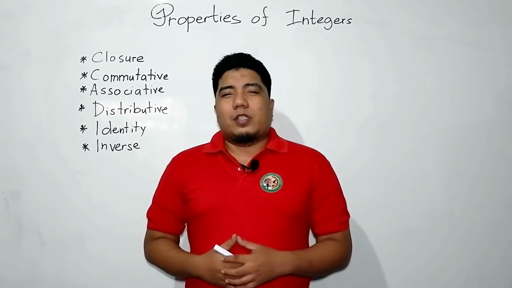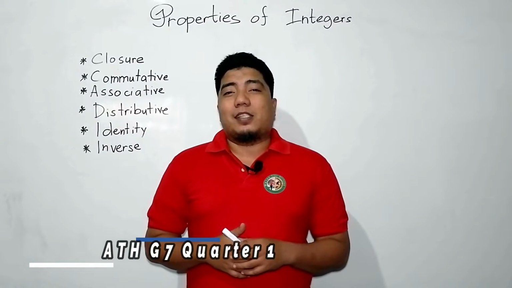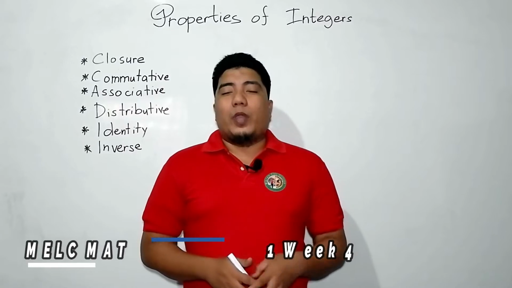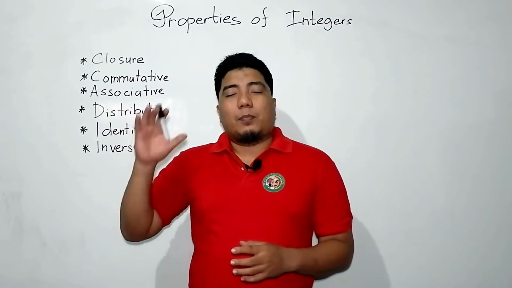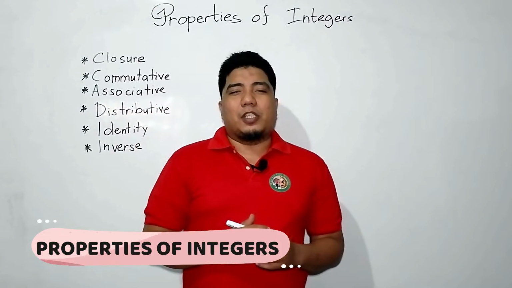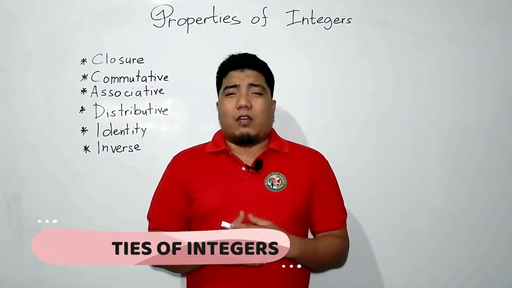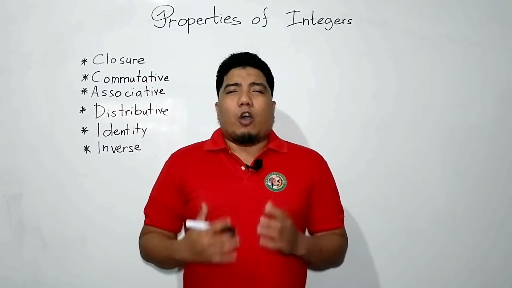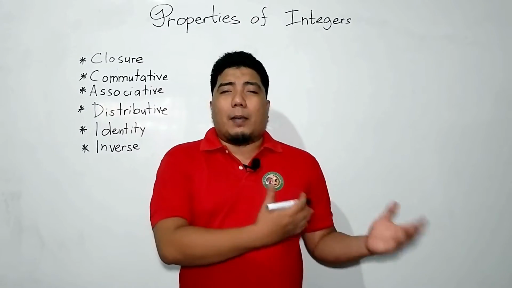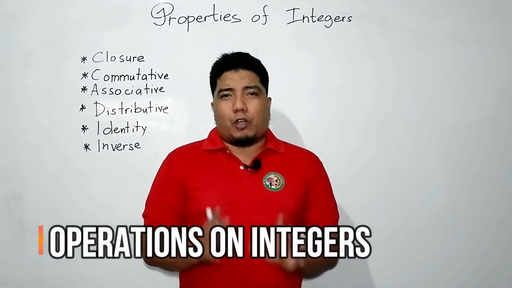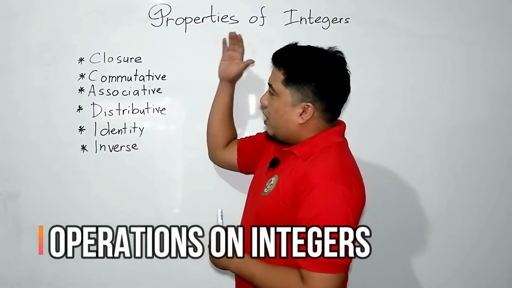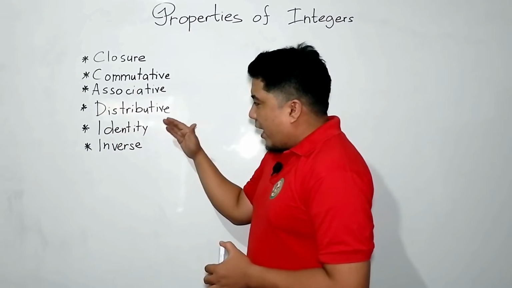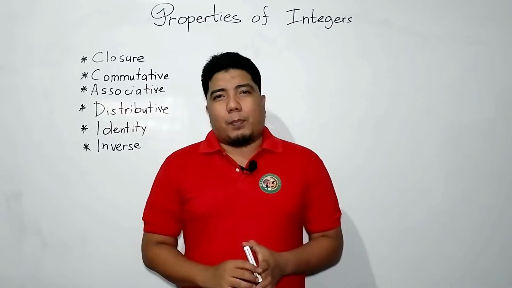Today, we're going to discuss the most essential learning competency-based lessons for grade 7, quarter 1, week 4. This is entitled The Properties of Integers. Now, there are a lot of properties of integers, but we will be focusing on the properties that are applied to operations on integers. And what are those? These are the closure, commutative, associative, distributive, identity, and inverse property.